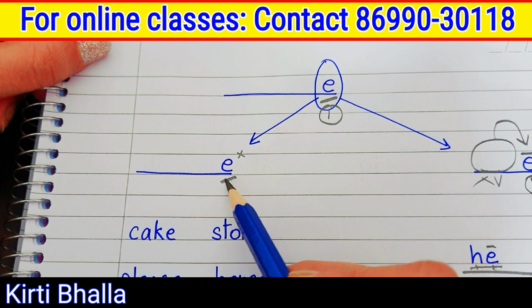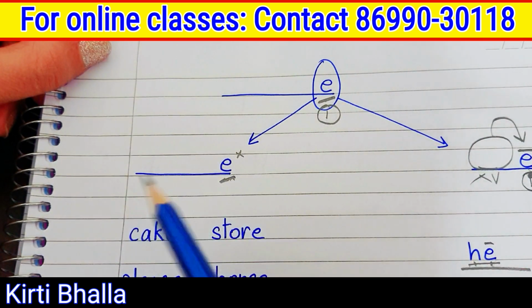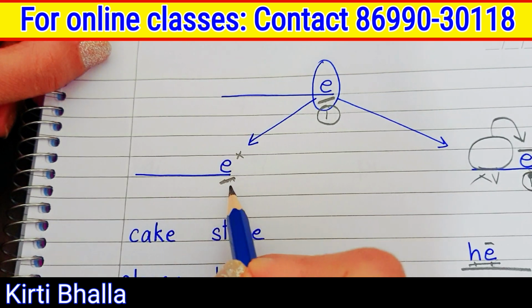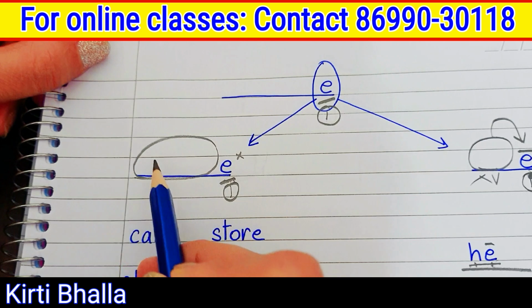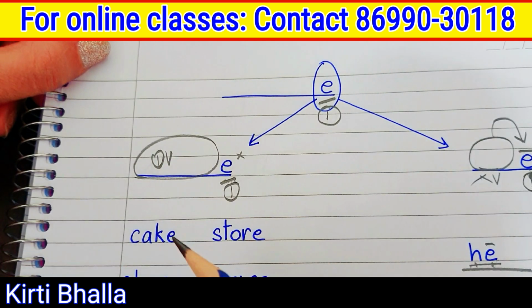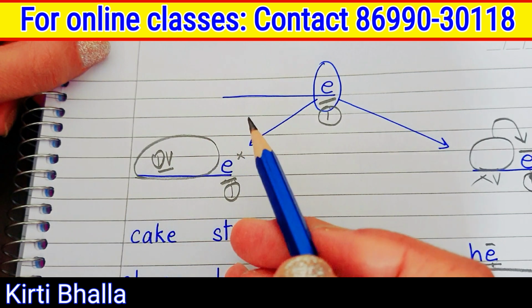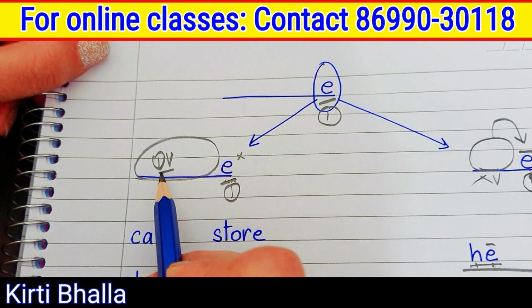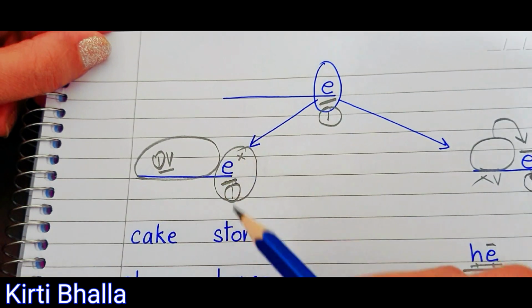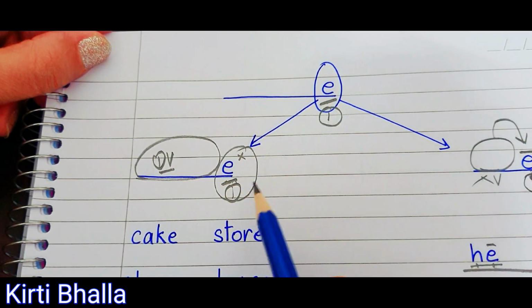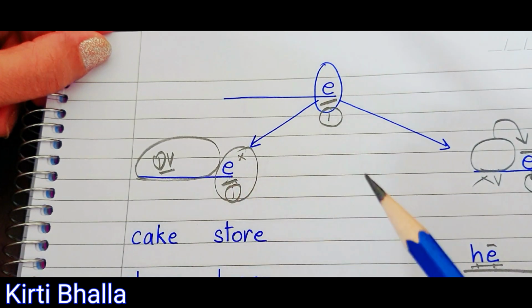Why don't we read the sound of the ending E? The rule is that in any word, if there is a single E at the end and there is at least one more vowel in it, at least one more vowel. There can be more than one vowel, but we need at least one vowel in a word, and the word should end with a single E. Then the last E is silent. We don't read the sound of the last E.